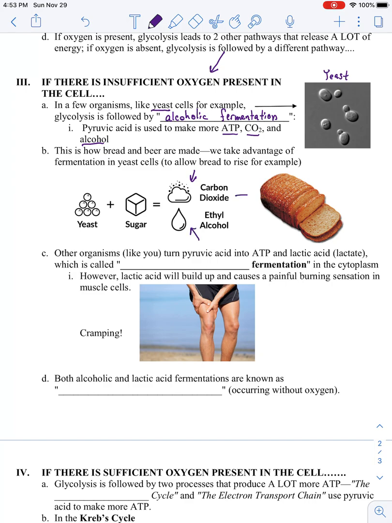Now, carbon dioxide is used for bread because this is what makes bread rise. And that's where you get all the little holes in the bread. You might wonder, well, where does the alcohol go in bread? When you bake it, it is burned off in the oven, so the alcohol is gone.